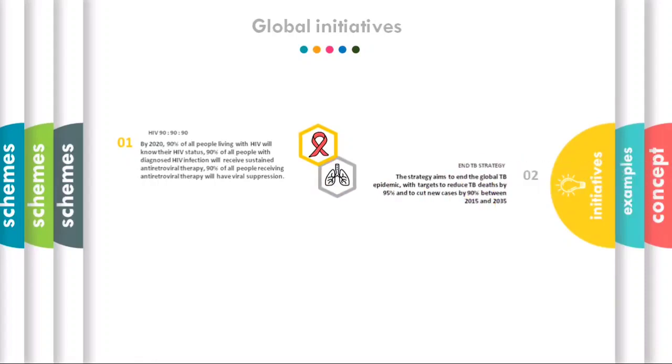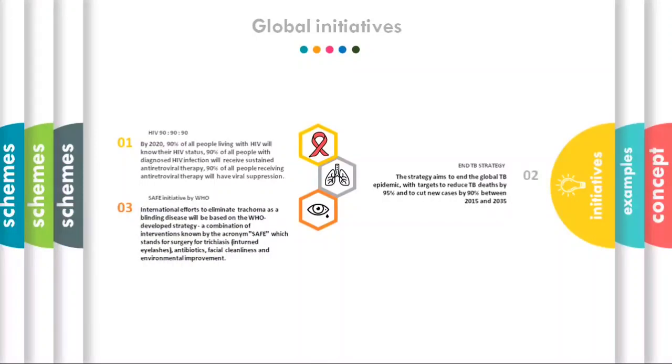Next is the End TB strategy. This strategy aims to end the global TB epidemic with the targets to reduce TB deaths by 95% and to cut down new cases by 90% between 2015 and 2035. So these are the targets of the End TB strategy. The next is the SAFE initiative by WHO. What is this SAFE initiative? SAFE is an acronym which stands for surgery, antibiotics, facial and environmental improvement. It was related to elimination of trachoma.